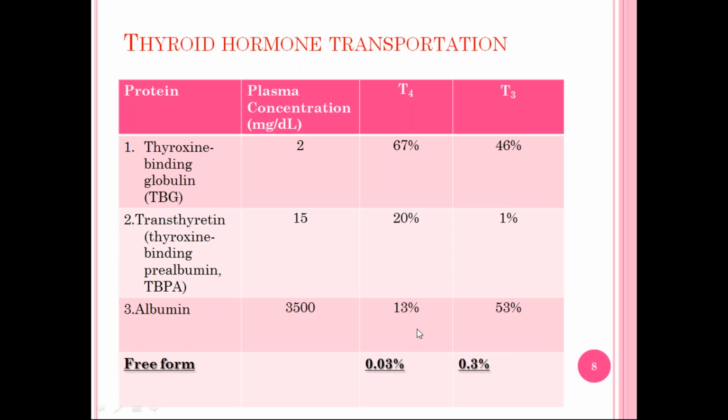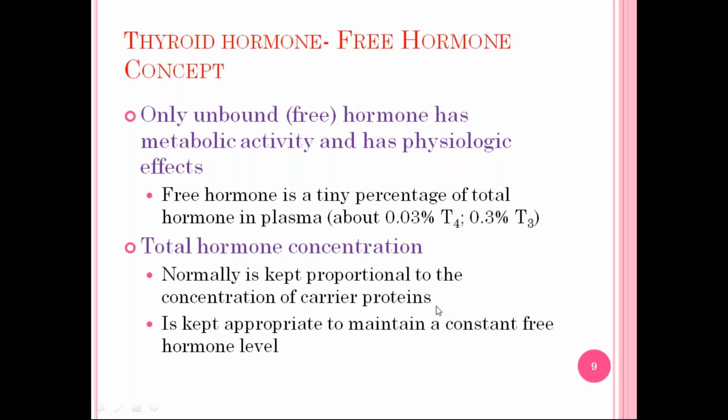Most of the thyroxine, T3 and T4, is in the bound form. Bound form is when these hormones get attached to TBG, thyroid binding globulin, TBPA, transthyretin, or albumin. The free form is very small, 0.03% and 0.3%. T3 is a more active hormone than T4. Only the unbound hormone is the free hormone.